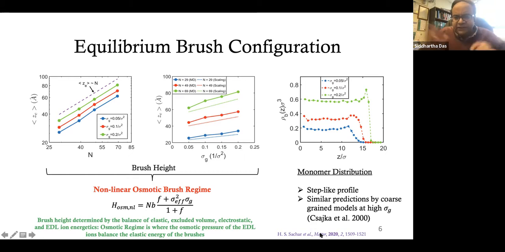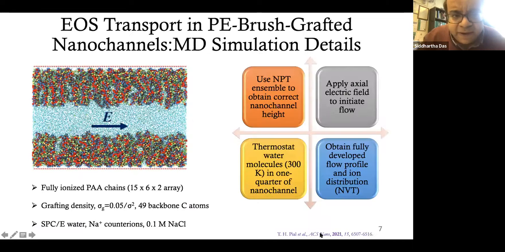So, with the sanity check of the MD simulation behavior of the polyelectrolyte brush molecules at a single interface done, we go to the actual problem, where we look into electroosmotic transport in brush-grafted nanochannels. Again, here we have a nanochannel, so we have brushes on both sides of the wall. We apply an electric field and study the migration of the water molecules as well as the ions.